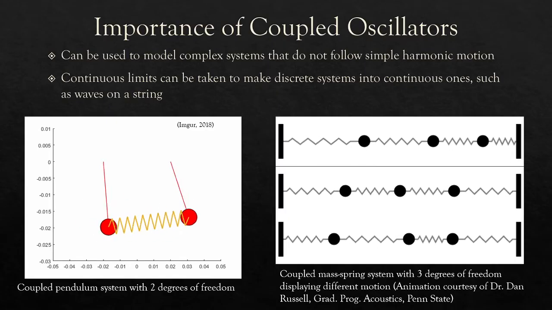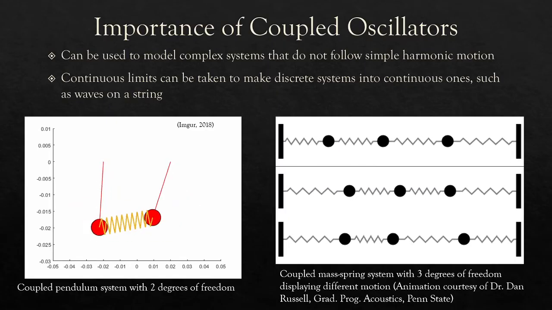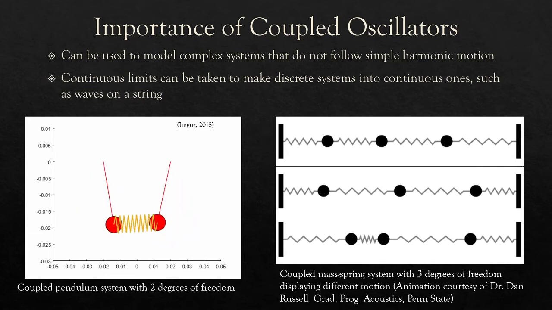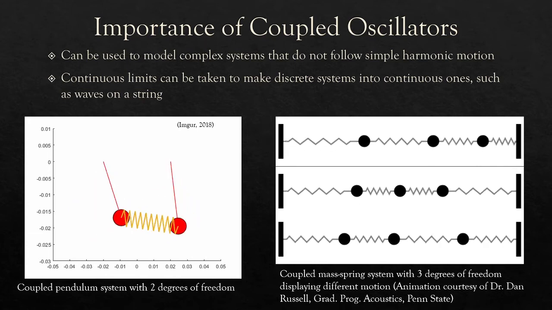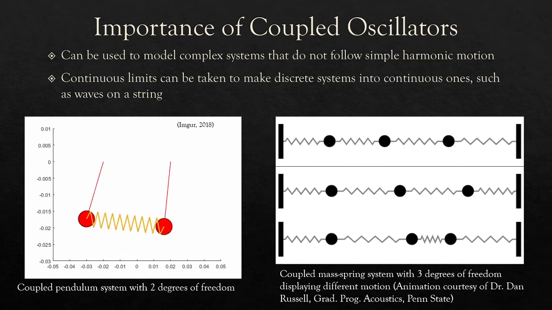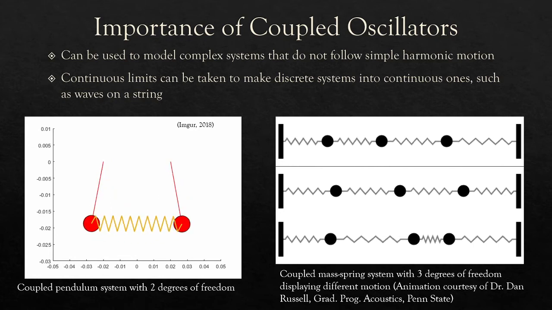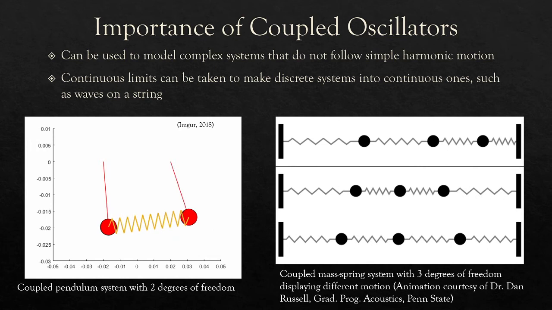The importance of coupled oscillators is that we can model complex systems that do not follow simple harmonic motion, and also we can take continuous limits for discrete systems such as a beaded string, and you can make a continuous string and derive the wave equation.